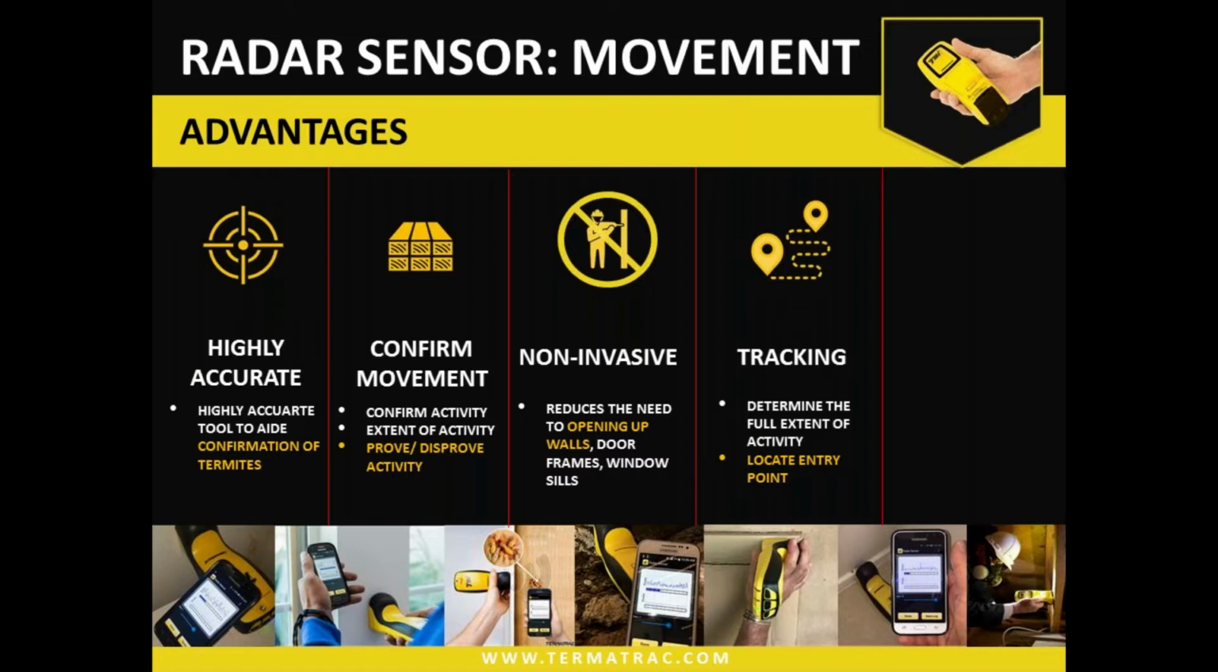Tracking termites. Very important to be able to track them within the structure to find the full extent of their activity. The more activity you find, the more treatment options become available to you. Being able to track termite activity, hopefully back to an entrance point, which may be concealed. Getting close to that entrance point obviously then allows us to put a plan into action as far as preventing future colony ingress.